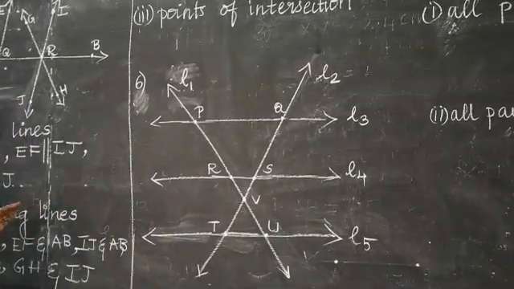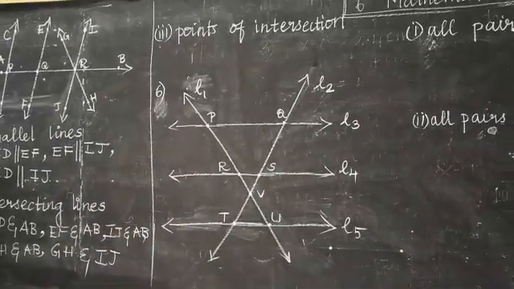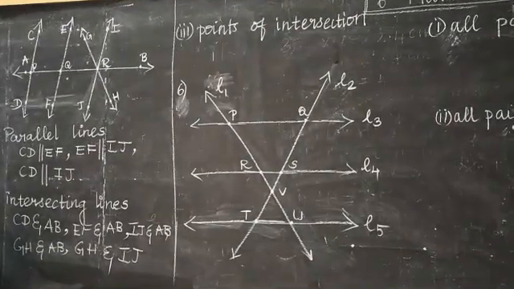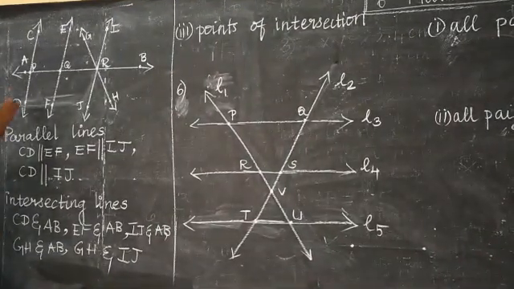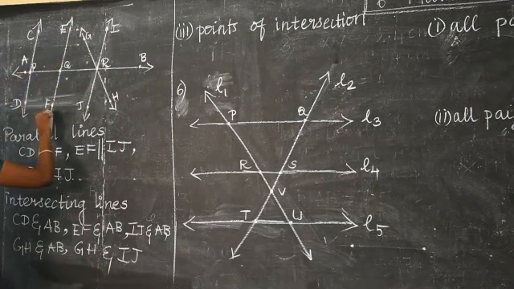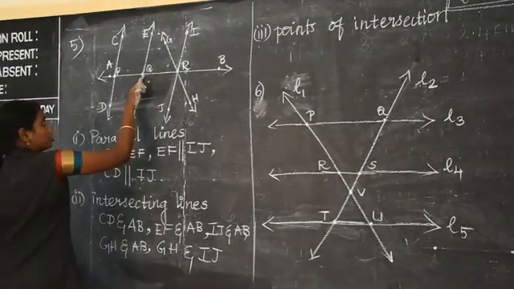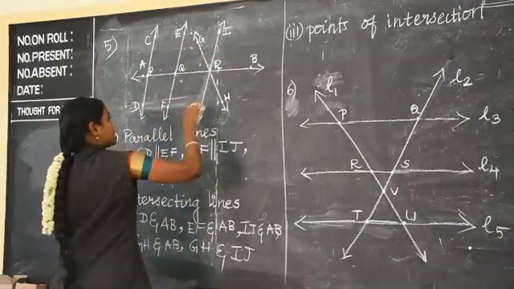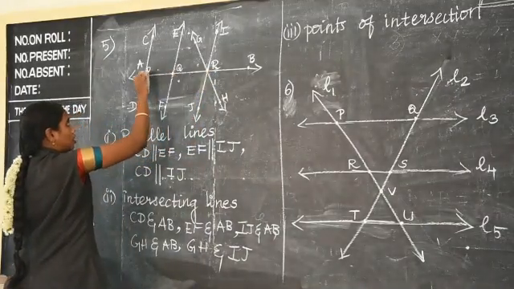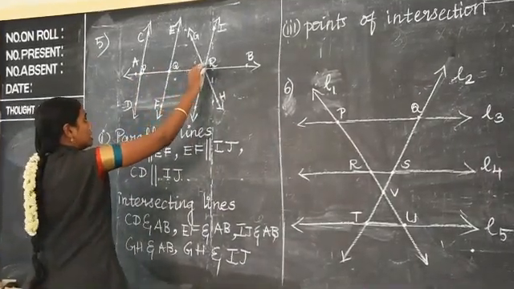Next, points of intersection. Points of intersection means, when two lines cut, where is the common point? Where is the common intersecting point? So see here, here and here intersect. This is our common point. And here this line cuts by this point Q. And these two lines cut by point R. So these points are called points of intersection.